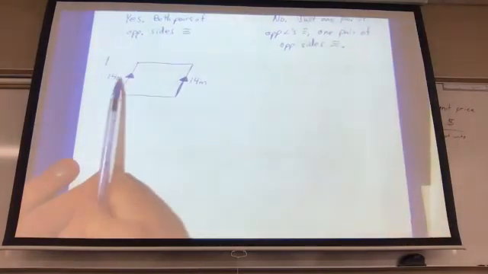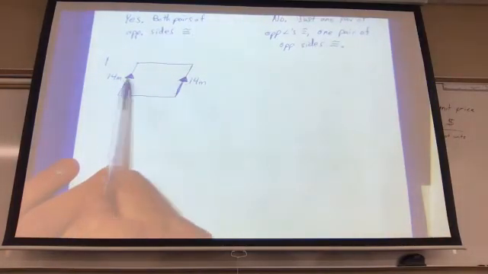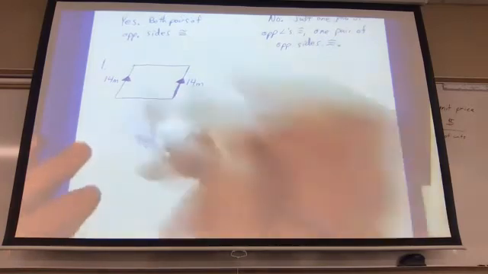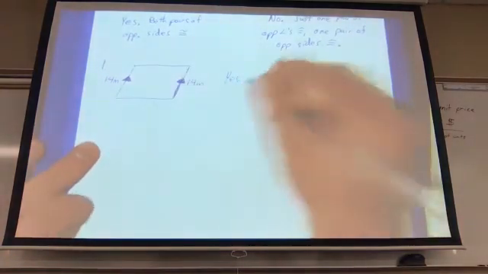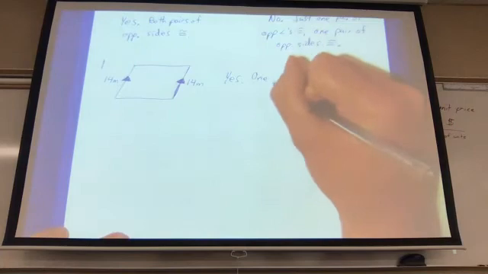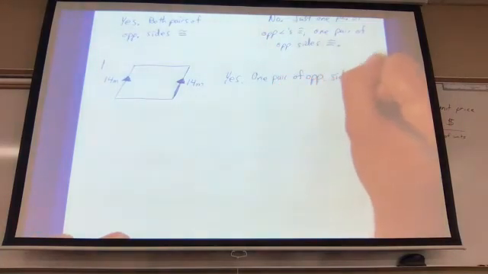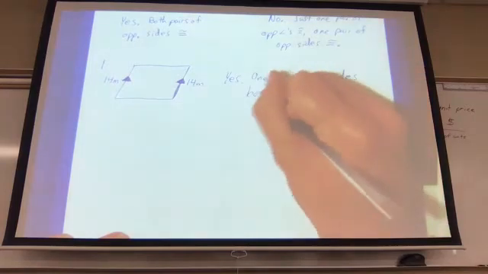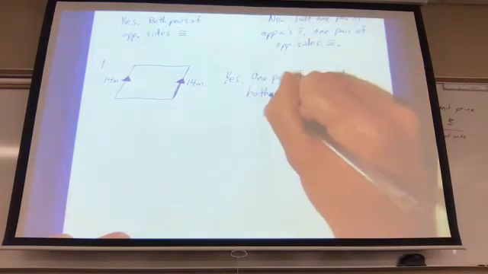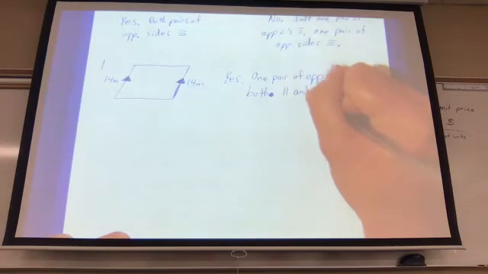That does happen here. We have one set of sides that's both parallel and congruent. So our answer here would be yes. And for our justifying, say one pair of opposite sides is both parallel and congruent.